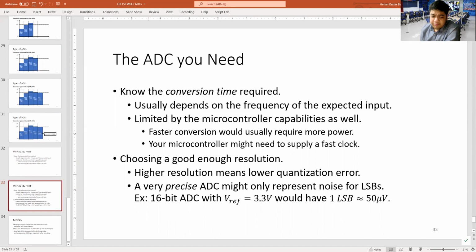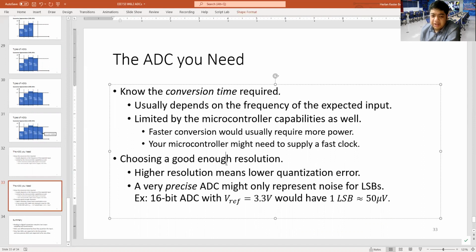Pero yun nga, higher resolution means lower quantization error. Pero if masyado namang precise yung ating ADC, baka nagsasayang lang tayo ng power. For example, ang ADC natin 16-bit with a reference of 3.3 volts. So yung 1 LSB natin or yung 1 delta natin is 50 microvolts. So every 50 microvolts, ibang ADC value siya. What if yung noise natin 1 millivolt yung amplitude? So ibig sabihin nun, hindi natin magagamit yung isang LSB natin kasi yung 50 microvolts na yan, it's just representing noise. So it's not representing information.